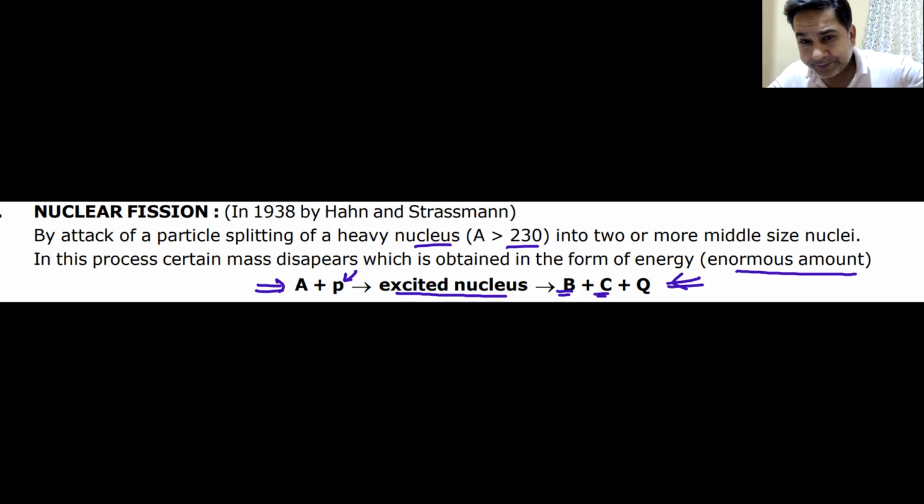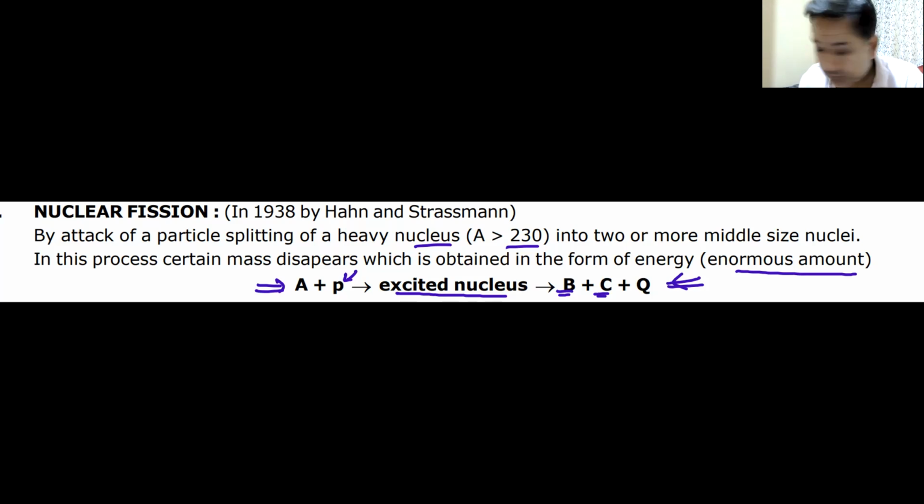Can you note this down? Simple equation. A is the mother. P is a particle which I am hitting it with. It could be anything. Let us see what it is going to be. Then I will have an excited nucleus in a higher state, and then it will break up into two daughters or three daughters, depending on how many daughters. And we'll have Q, which is a large amount of energy released. Have you noted this down?